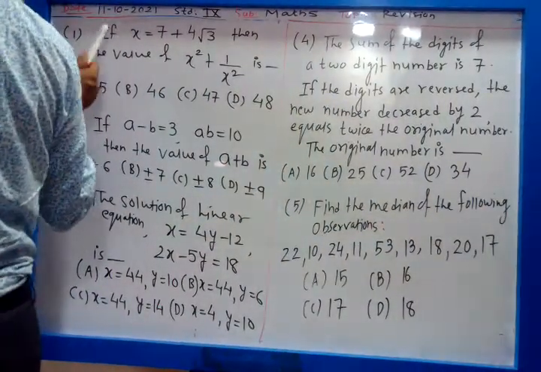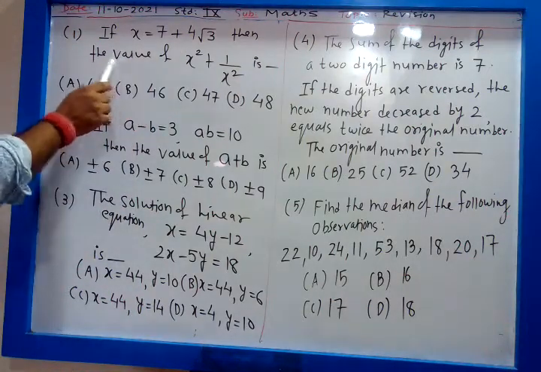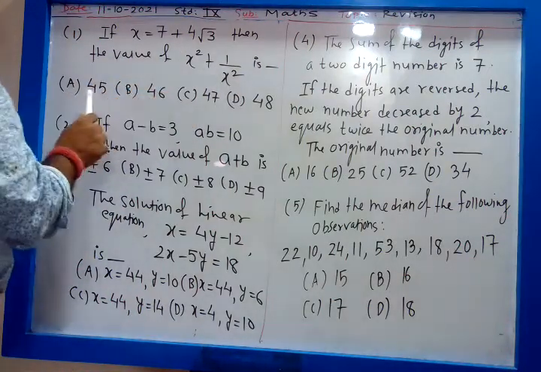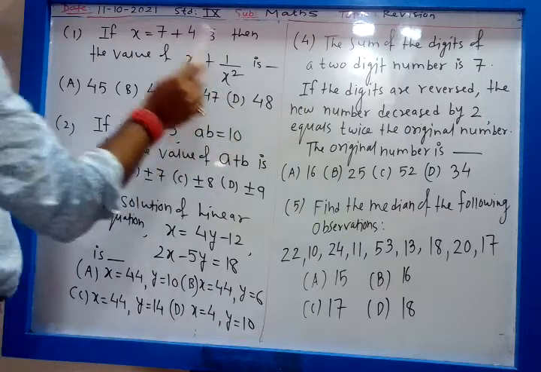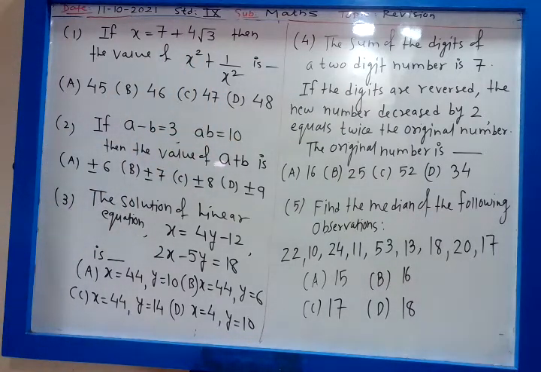First question: if x is 7 plus 4 root 3, then the value of x square plus 1 upon x square is 45, 46, 47, 40? Solve this.